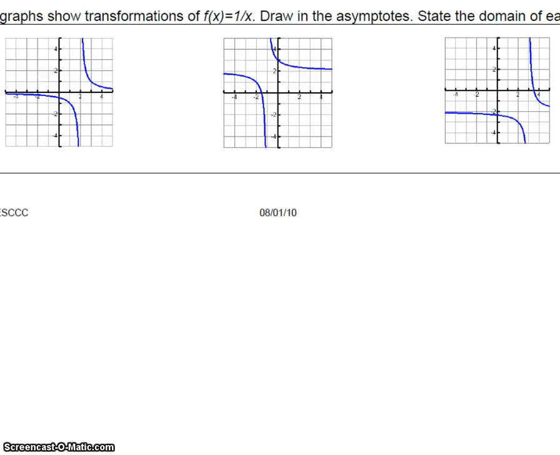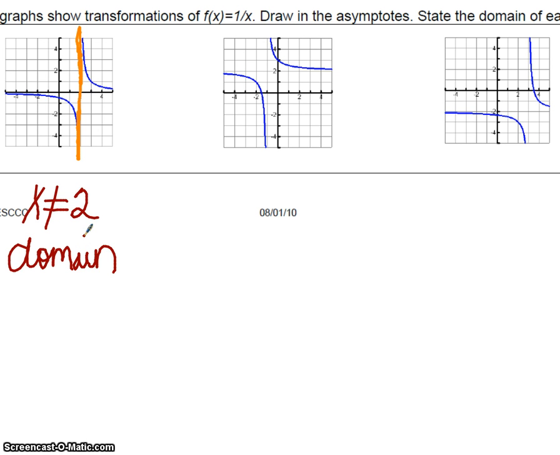Okay, let's look at these 3 problems at the bottom. So it says these graphs show transformations of f of x, 1 divided by x. It wants us to draw the asymptotes and state the domain of each. So looking at this first one, I can tell that my asymptote, what it's approaching but not touching, is going to be right here, correct? So because that's my asymptote, how would I write my domain? What can my domain not be? Because it's approaching that and not touching it. My domain, which is my x, cannot be 2. The domain can't be 2.